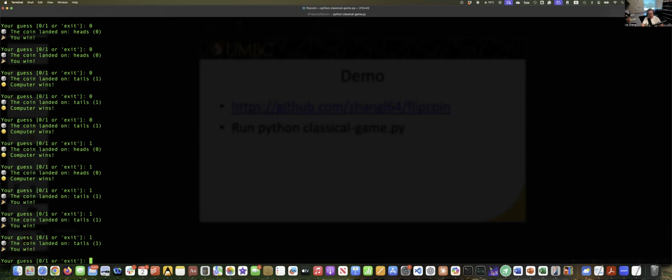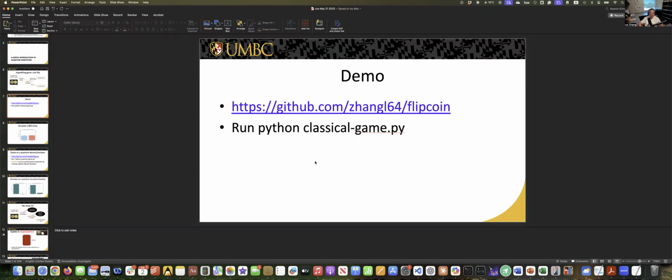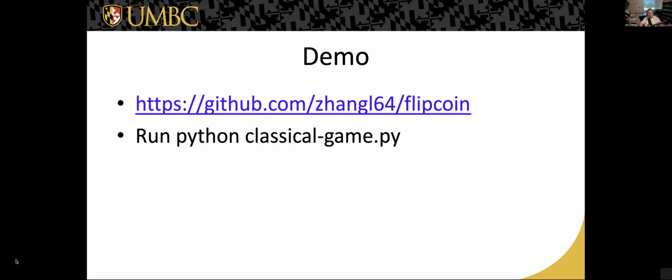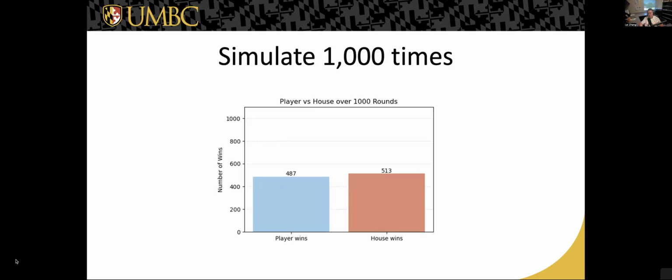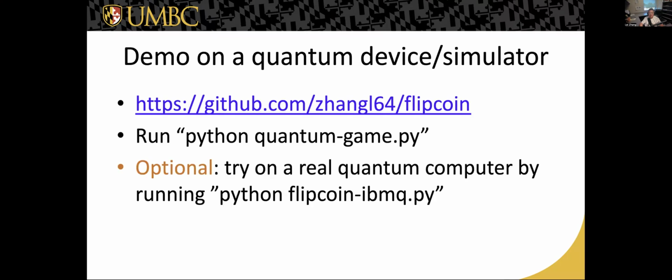And you can make a guess. What's the probability that I can win? And what's the probability that the computer can win? It's actually 50-50 in the long term. It's very hard to be exactly 50%, but if I simulate 1,000 times, about 500 times I win, about 500 times the computer wins.